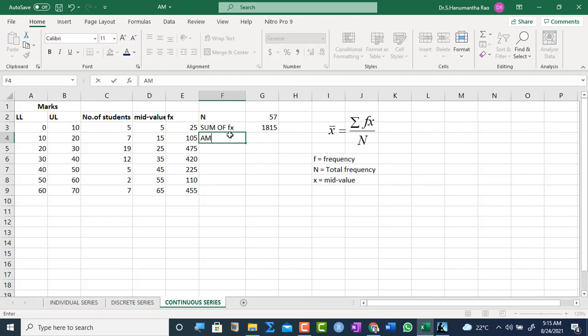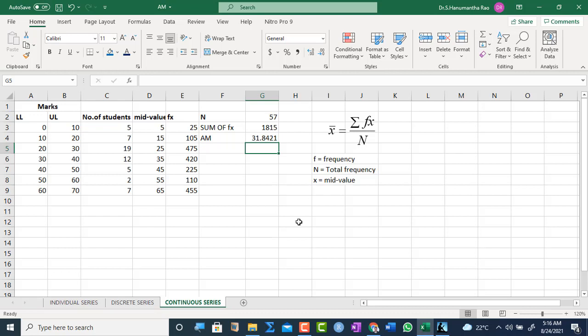So arithmetic mean equals sum of fx divided by total frequency. So the average mark is 31.8. That is almost 32 marks. This is the way we calculate the arithmetic mean for the continuous series.